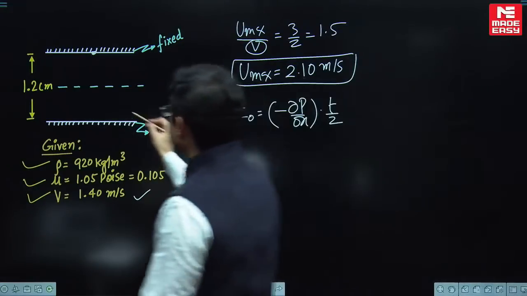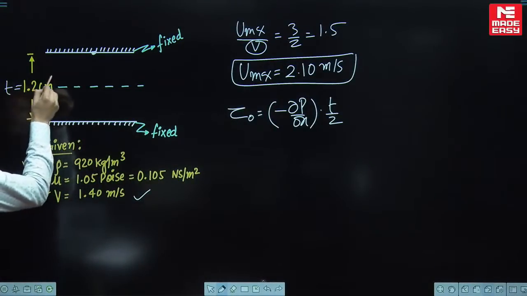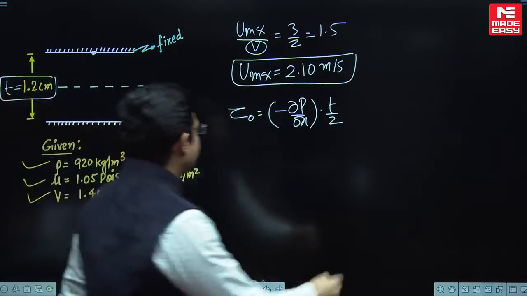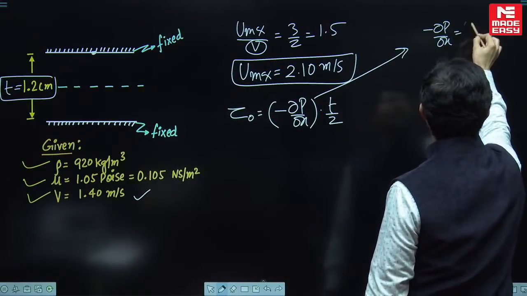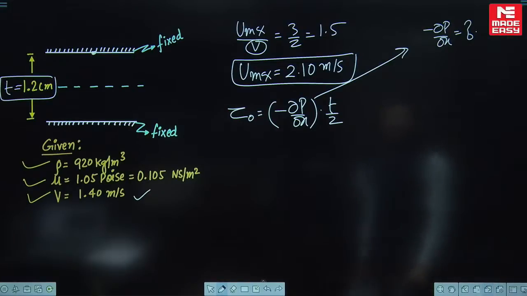T is the distance between the plates. But for finding this you need to find out the value of del P by del X. First of all, you need to find out the value of del P by del X. Now, how to find out?